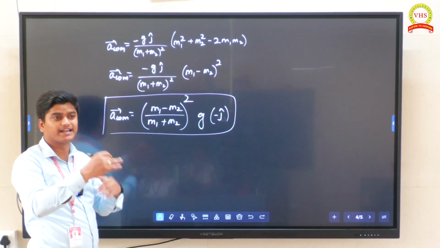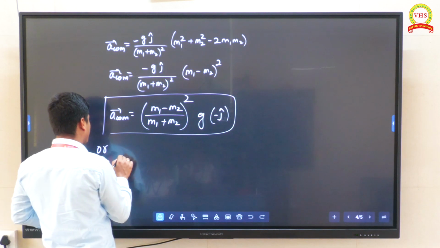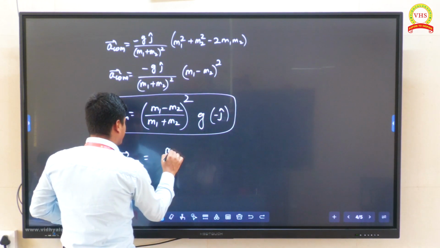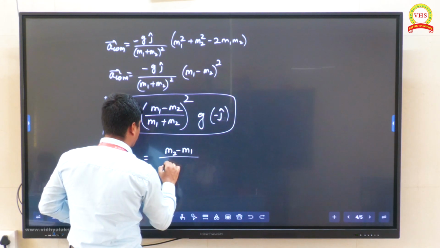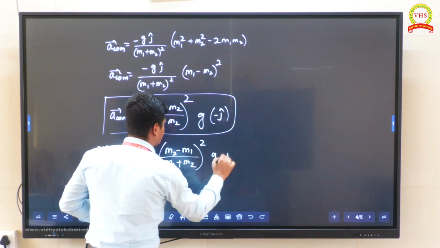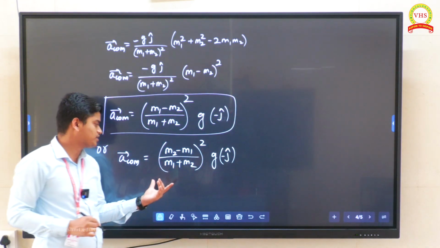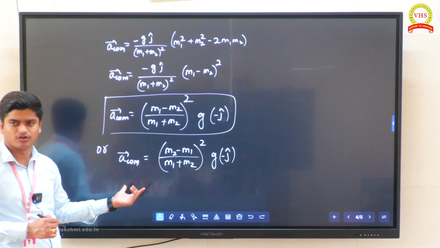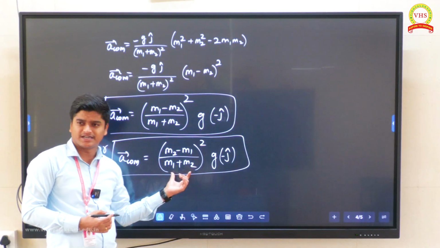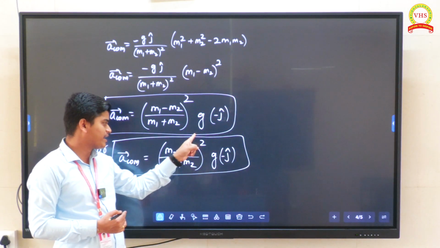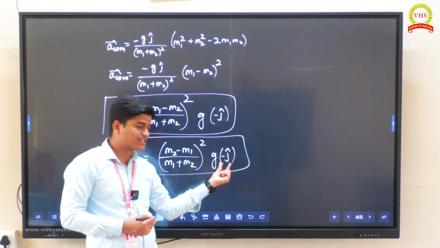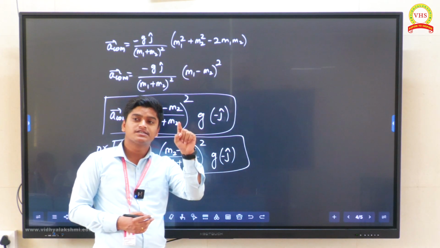The same acceleration a little I can modify also. Suppose I am telling my M2 is heavy mass. So I'll write it is M2 minus M1 by M1 plus M2 into whole square into G, minus J. Yes or no? This also I can write, same thing only, no risk. Now all of you understand. The magnitude of acceleration of center of mass is M2 minus M1 by M1 plus M2 whole square into G, and direction is what? Minus J cap.